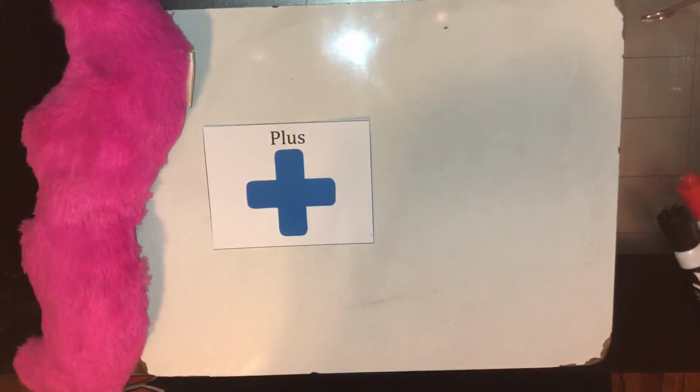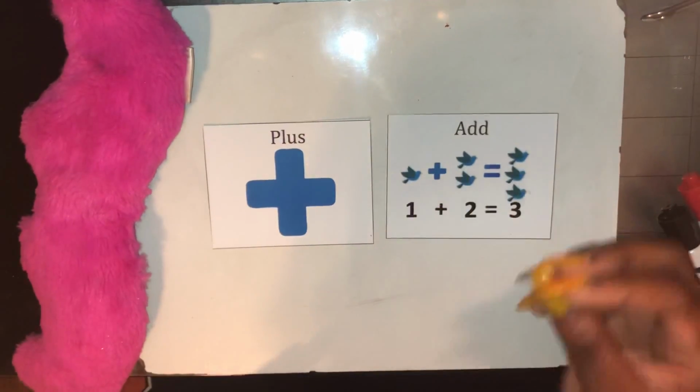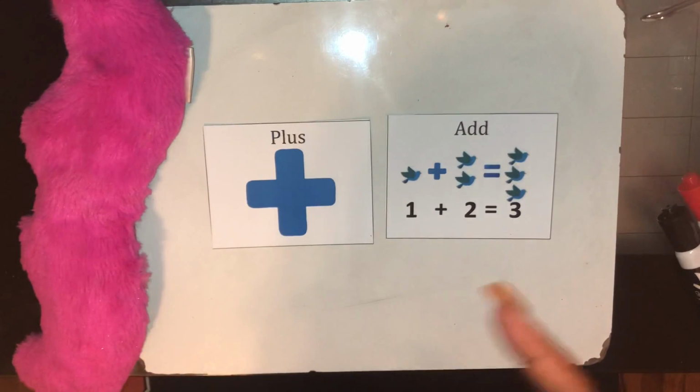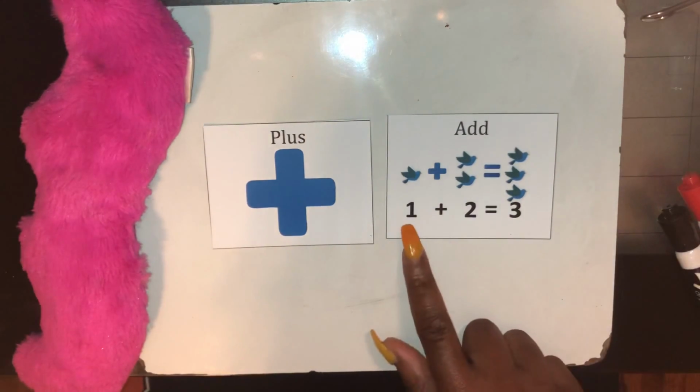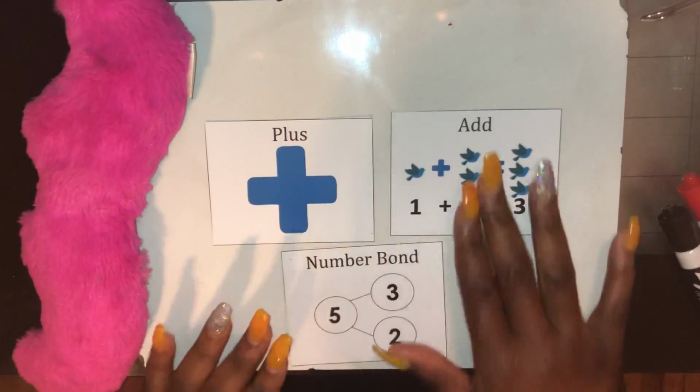Plus. This is the plus sign. This is the sign we use when we're adding numbers together, okay? This is the word add. When we add, that means we're putting together. So if I have 1 and I add 2 more, I'm putting together the numbers 1 and 2, and that will give me 3. The next word is number bond.